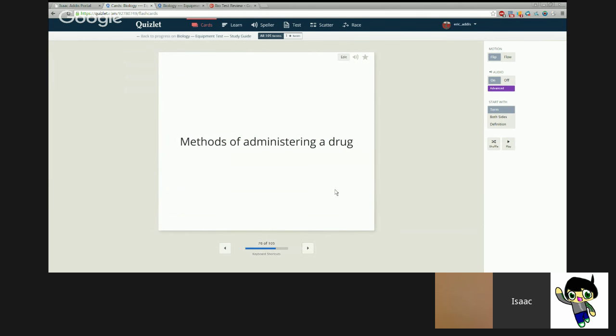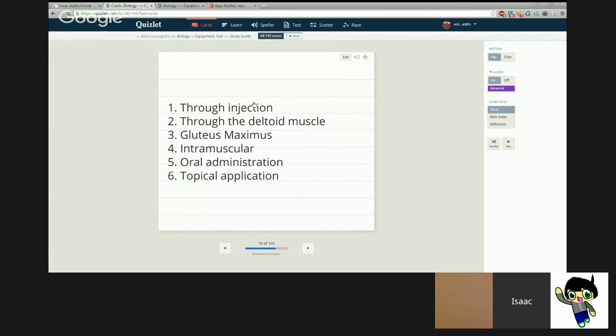All right, let's start listing things. One way would be through the gluteus maximus. The other way would be through topical application, through ointments, things like that. You're administering drugs to yourself, right? The other I can think of is intramuscular, through your muscles, intravenous. What else am I missing? Like your upper arm, through injection, through the deltoid muscles, right? And we should make a star for that. At the end of this lesson, we're going to go back to this card, right?